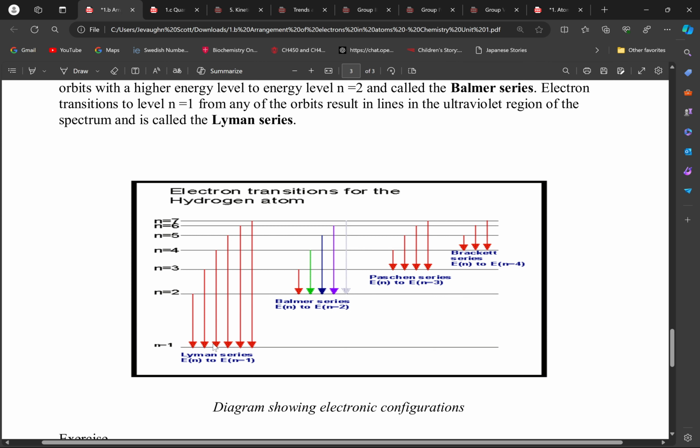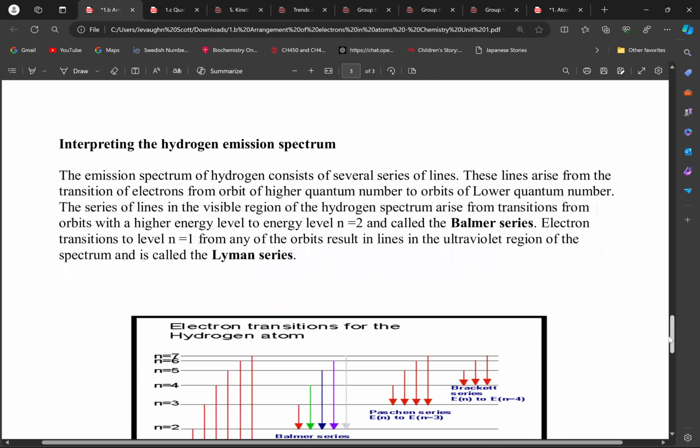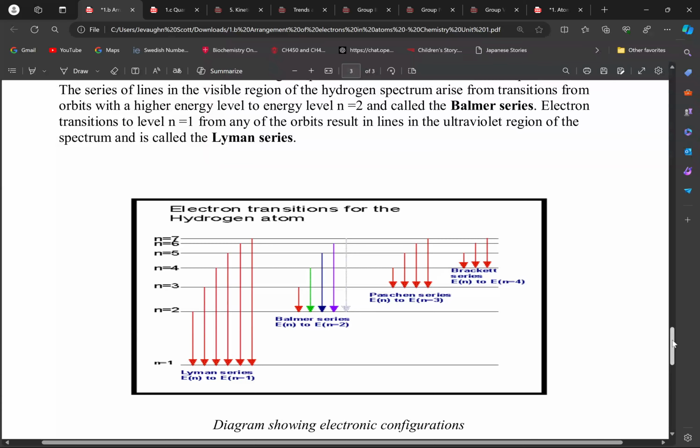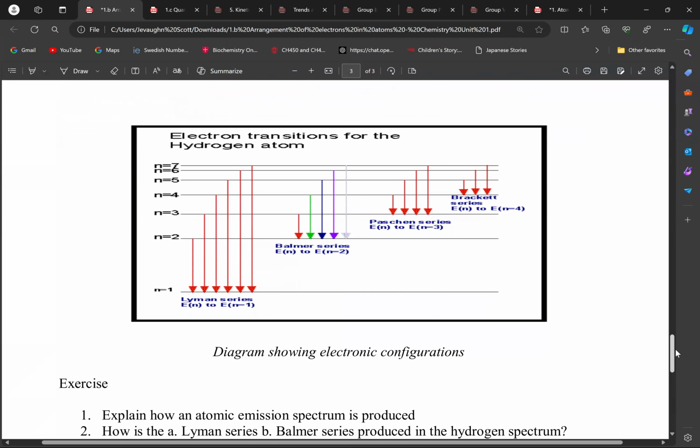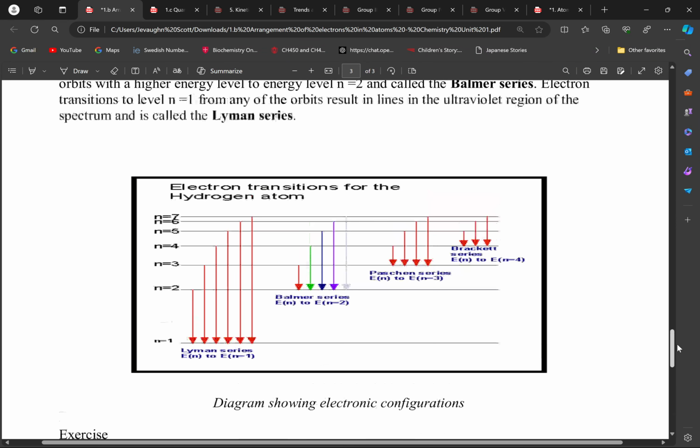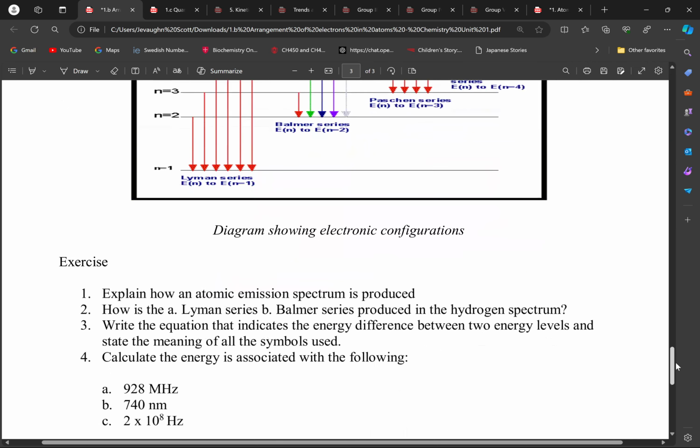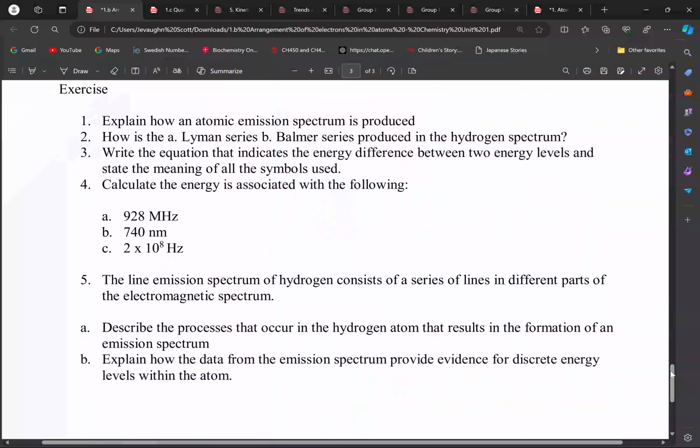So the transitions of the Lyman series would be one band. Then the Balmer series could be different sets of bands, etc. But what we're looking at in the spectrum is the visible light. So the hydrogen emission spectrum really accounts for the Balmer series, because that's the light that we can see and interpret. Okay. So what we need to know specifically are generally these things.